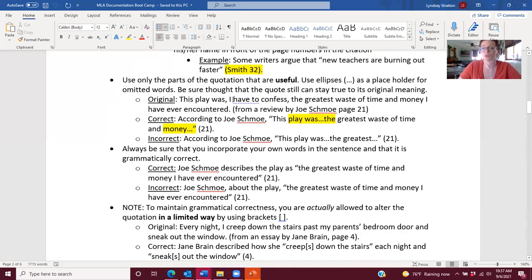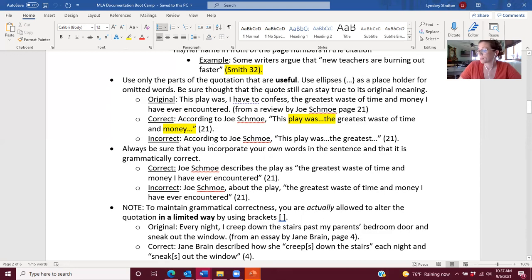Okay, so what you're going to do when you omit those words is use a placeholder of ellipses, no parentheses. The three dots is a placeholder to say that there are other words there, but they're not needed here. So here's how it would be: According to Joe Schmo, this play was ... the greatest waste of time and money ... because then he put I have ever encountered.